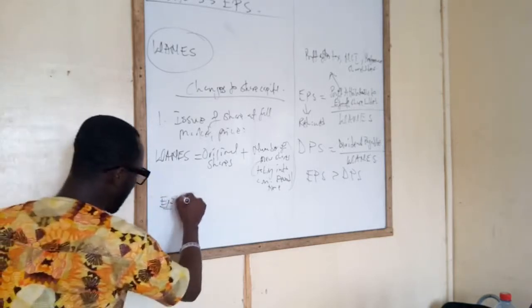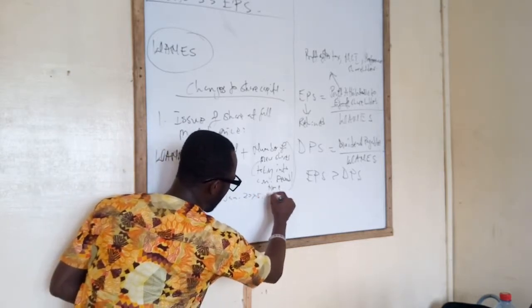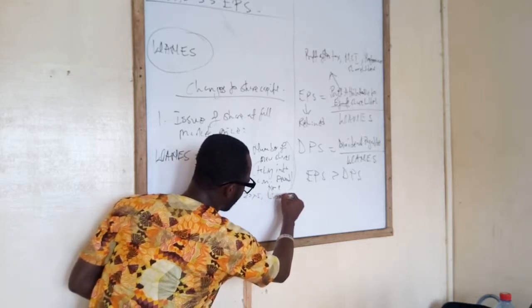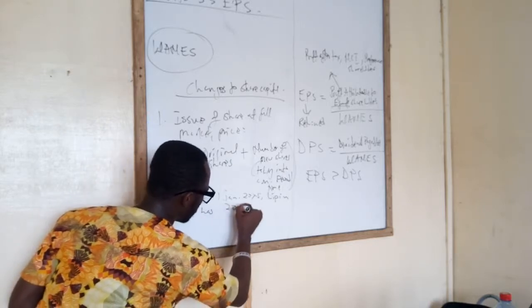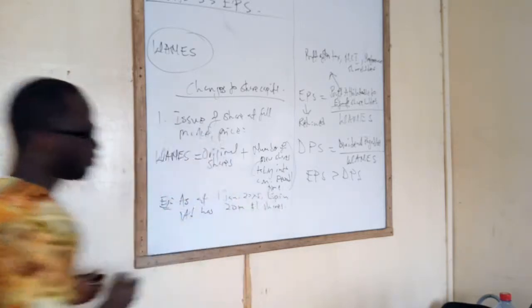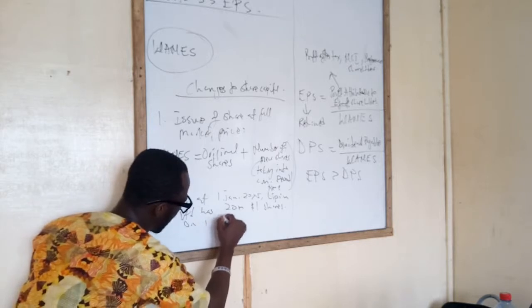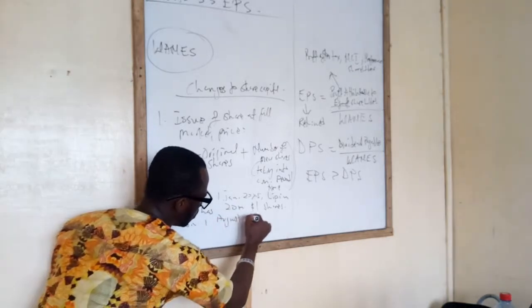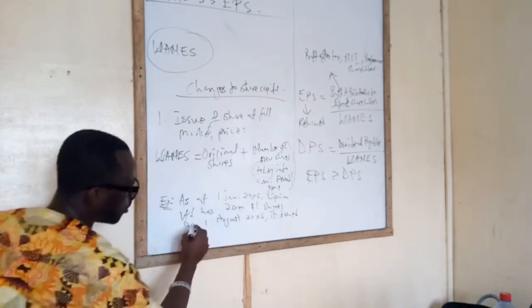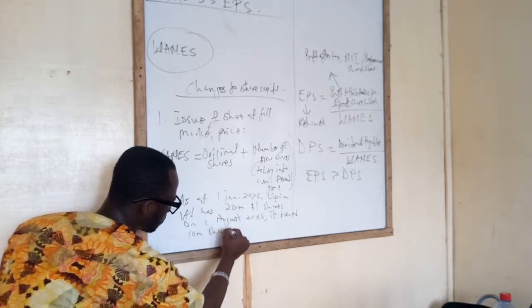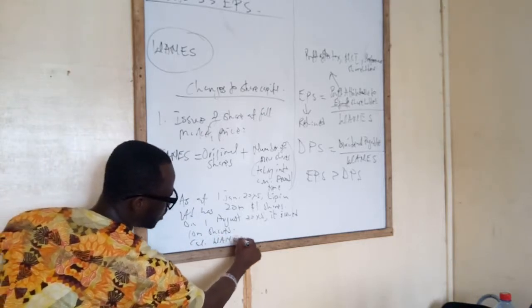For instance, as at 1st January 20X5, Limping Limited had 20 million $1 shares. On 1st August 20X5, it issued 10 million shares. Calculate the weighted average number of equity shares.